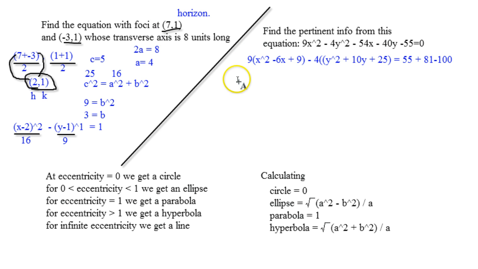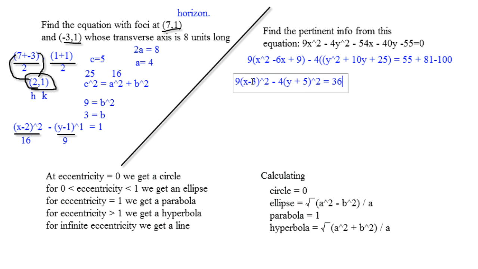So now that I got that all done, we're going to rewrite it in its factored form. So 9 parentheses x minus 3 squared, minus 4 times y plus 5. Sorry, I had too many parentheses up there.